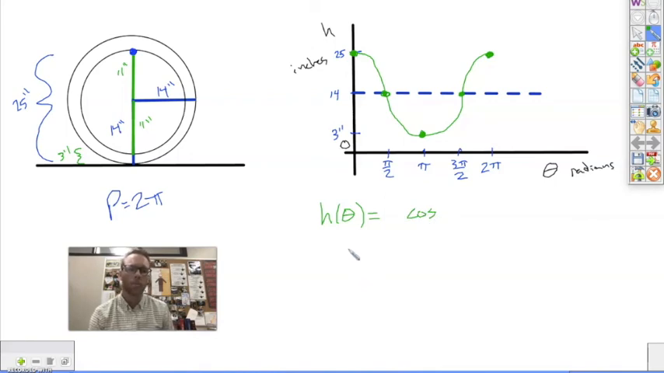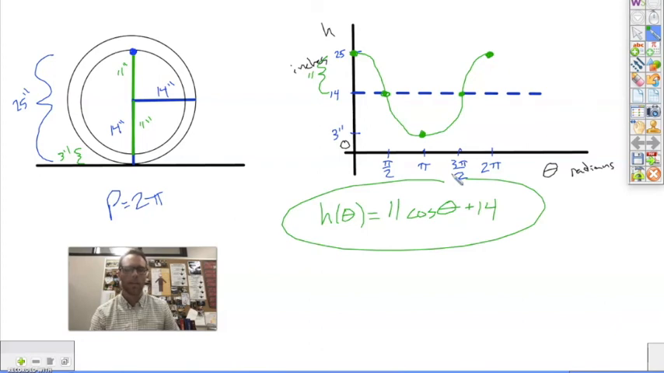What's the amplitude of my cosine function? It's 11, isn't it? Okay. My period is 2 pi. I don't have to do any stretching or condensing, so I'm just going to say 11 times the cosine of theta. Now, if that was it, it would be oscillating around the x-axis as our midline. But we have to take this graph and we have to move it up 14. So I've got a plus 14 right there. That is our height function based on the angle.